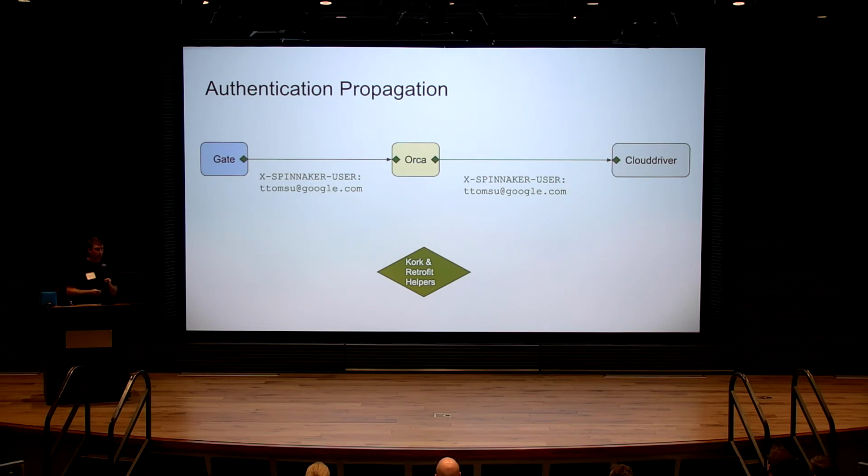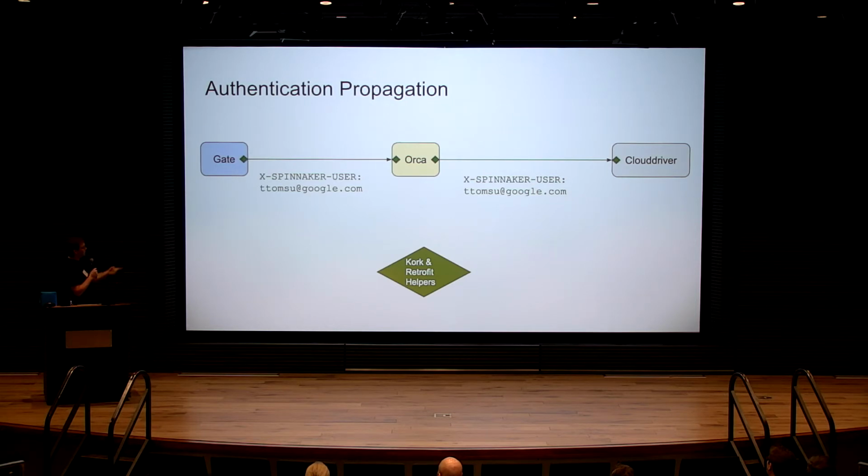Spinnaker is a set of microservices, and Gate is the only one that's actually making you go through this authentication dance back and forth. So how is it that the authentication propagates from the very beginning of it all the way through to the back end down to CloudDriver, where CloudDriver does all of the mutating operations?